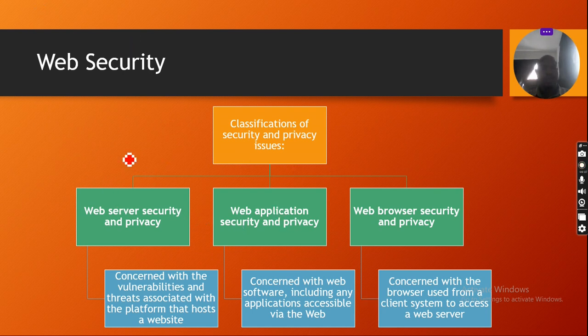Web security is segmented into three different parts. It is broken down into three different classifications. The classification of security and privacy issues. Now, the first part is called web server security and privacy. The first part is talking about the server itself, the web server security and privacy.